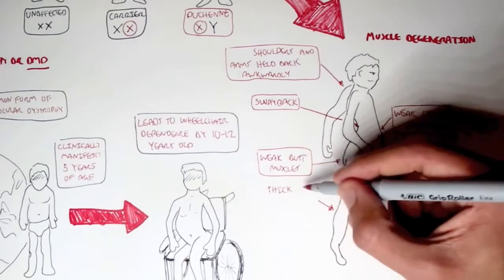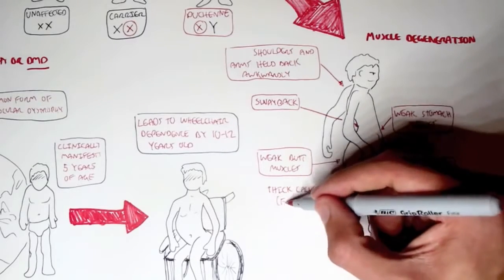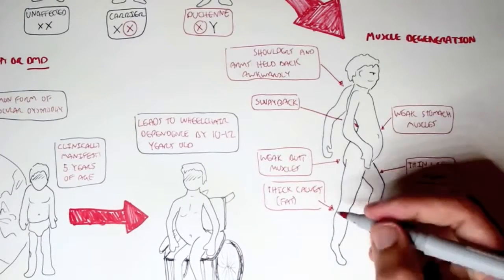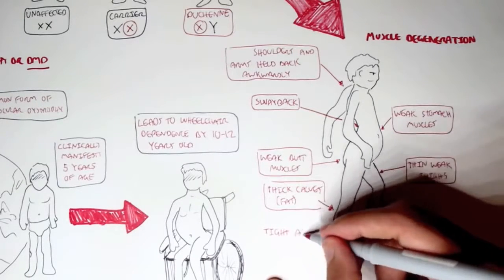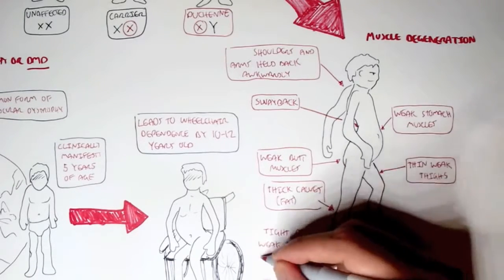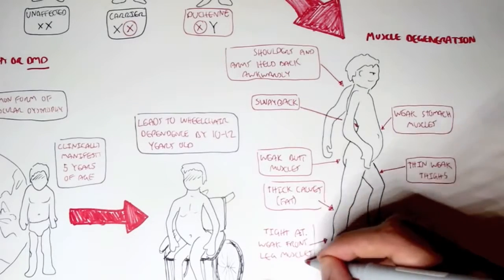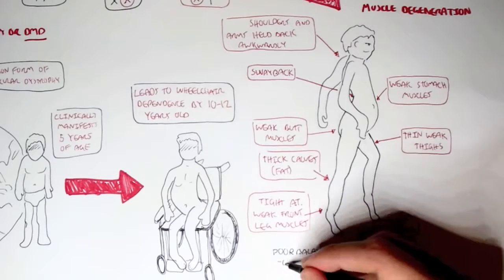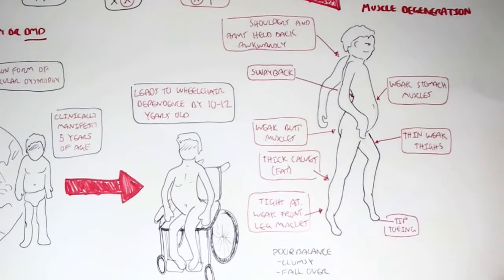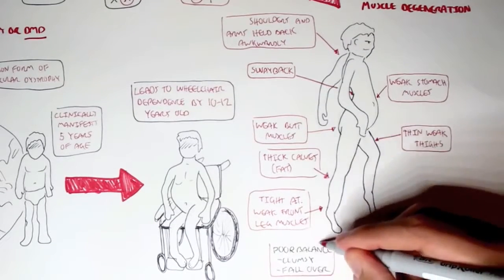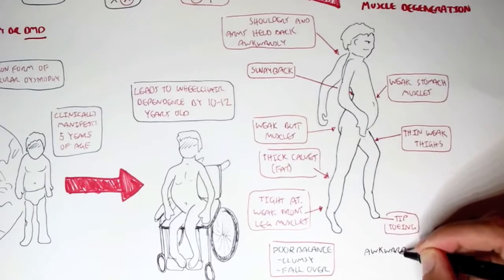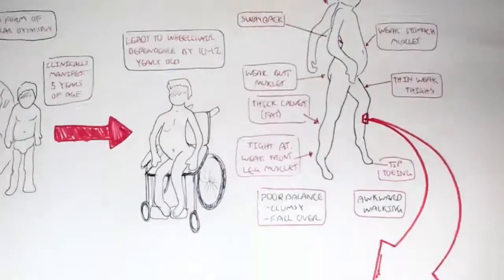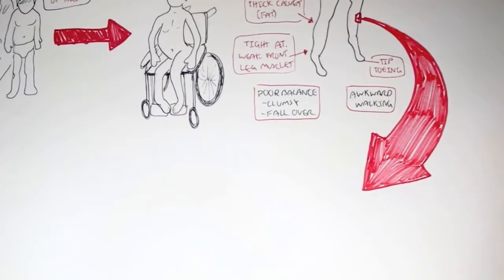We have thick calves, however not muscular calves. They mostly consist of fat. So they're pseudo-hypertrophied. I think that's a word. And we also have tightness in the Achilles tendon and also weak front leg muscles, which contributes to the tiptoeing. And also Duchenne muscular dystrophy sufferers have poor balance. They're usually clumsy, and when they're children, they usually fall over a lot. And there's also awkward walking seen in these sufferers.